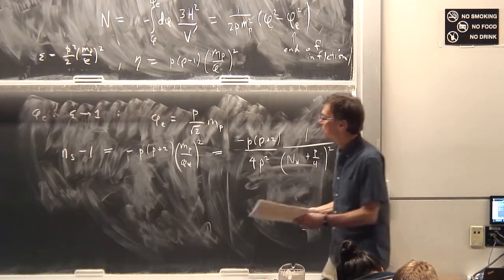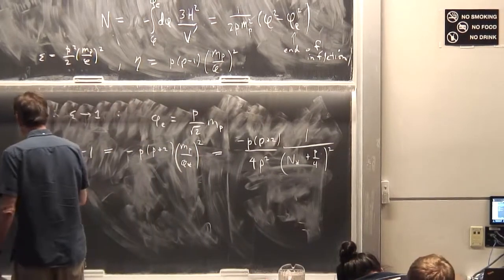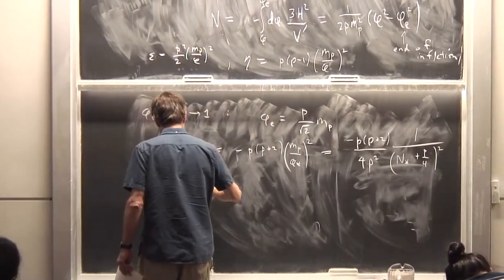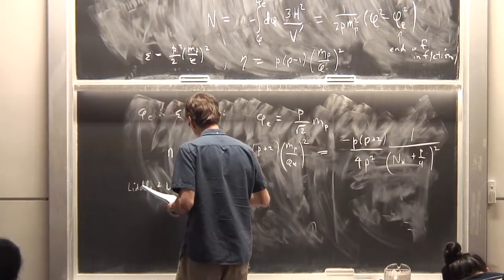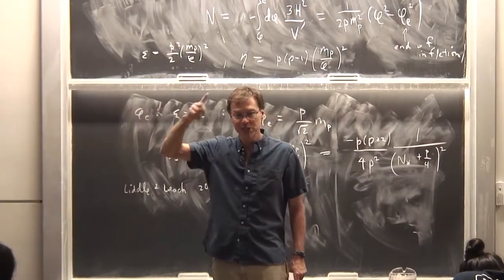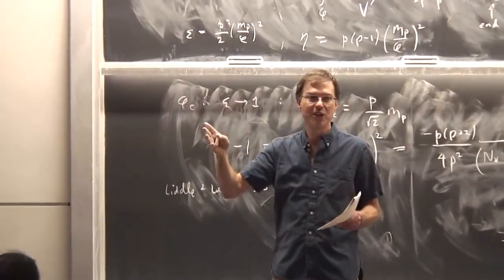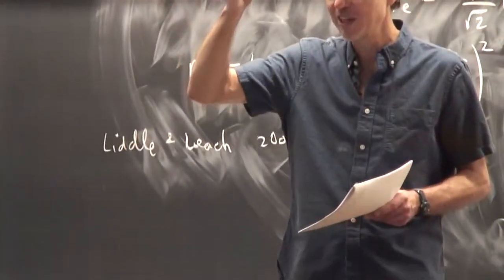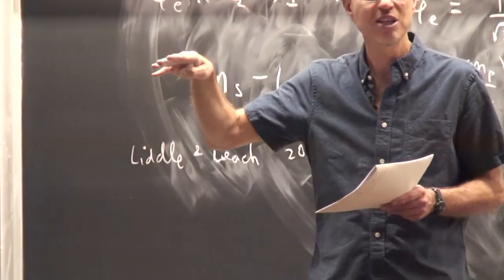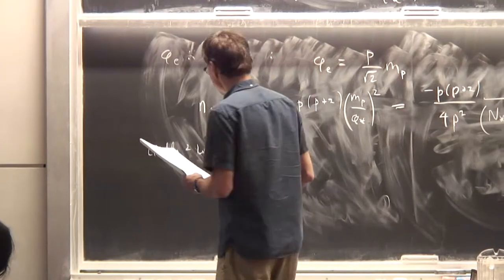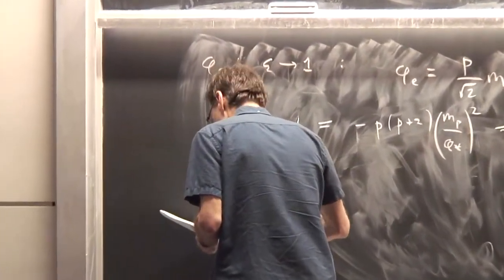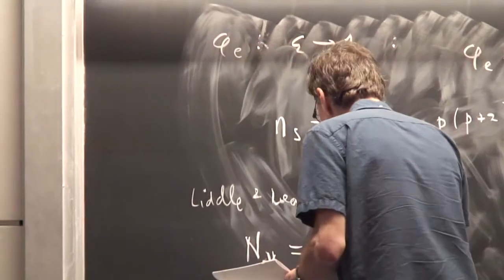And so for that, we need to go to the formula that I alluded to from Liddle and Leach 2003. And basically, it's just doing exactly what I did on that picture with the triangle, except doing it more carefully and taking into account what exactly goes on during a realistic reheating process. So it's too involved to go into the details here. And I'll just show you the result.